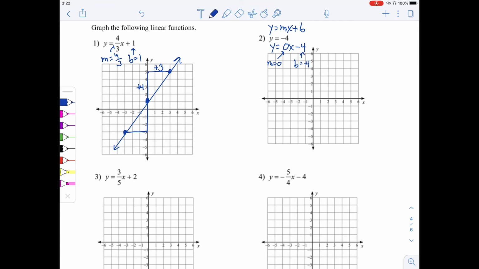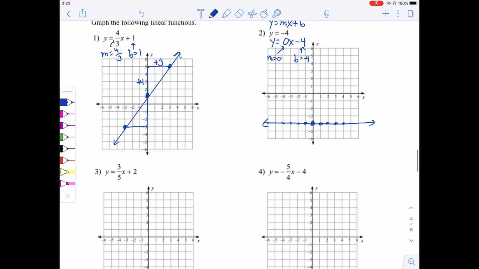So we're going to start at our y-intercept here. And our slope is 0. So we're going 0 over 1, 0 over 2, 0 over 3. So when the slope is 0, we have a flat line. So it's all the way across. Right there. So we have a straight line. Flat ground has a 0 slope.